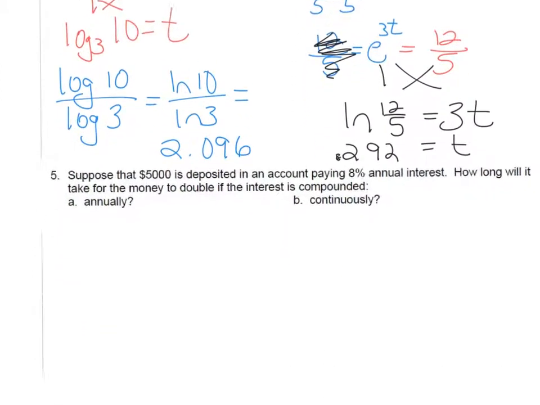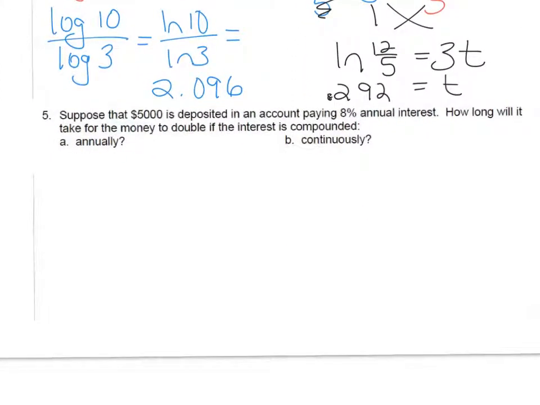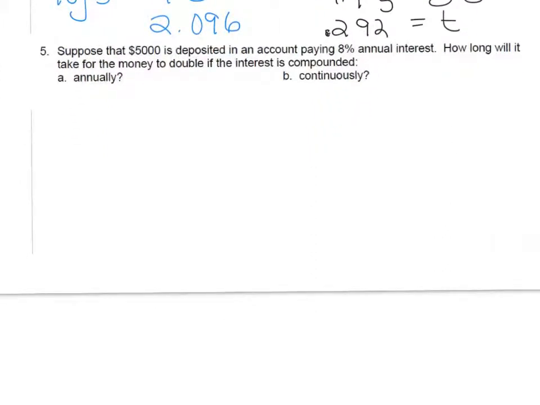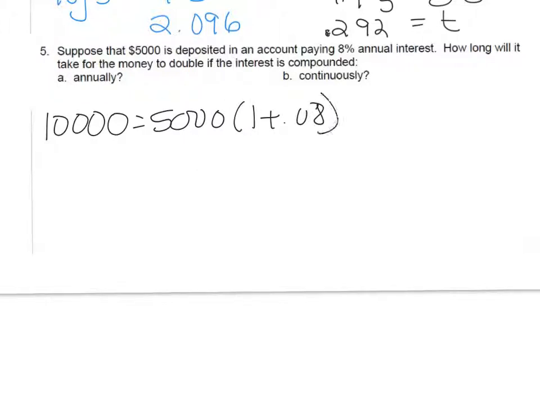Okay, so for number 5a, we want to know with compound interest, how long will it take our money to double? So if we start with 5,000, that means we want to equal 10,000. 1 plus 0.08 to the t. So we can divide both sides by 5,000.